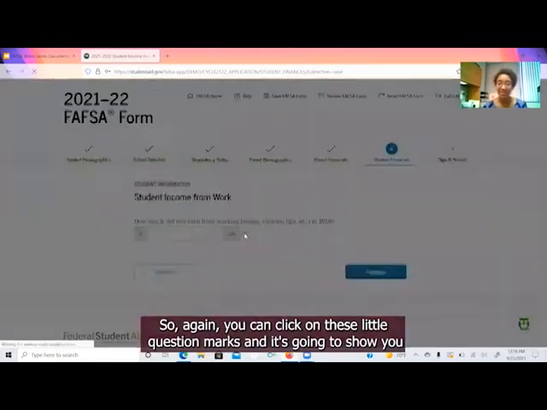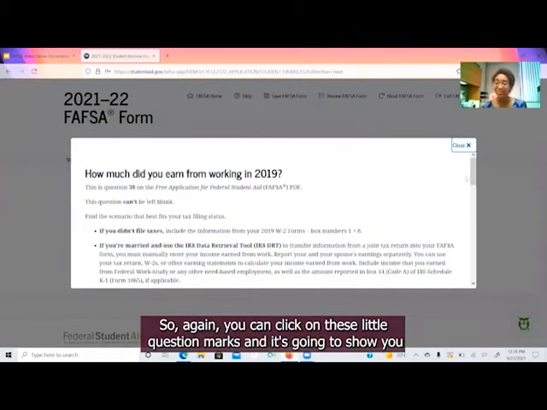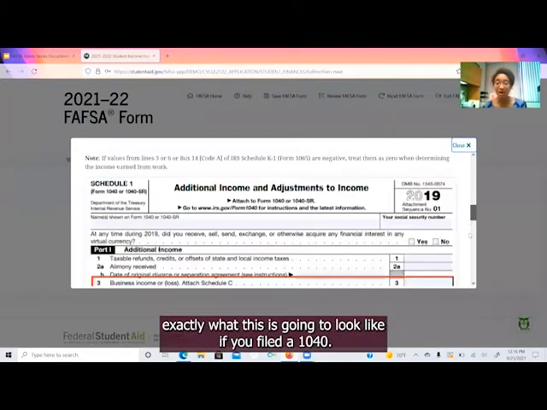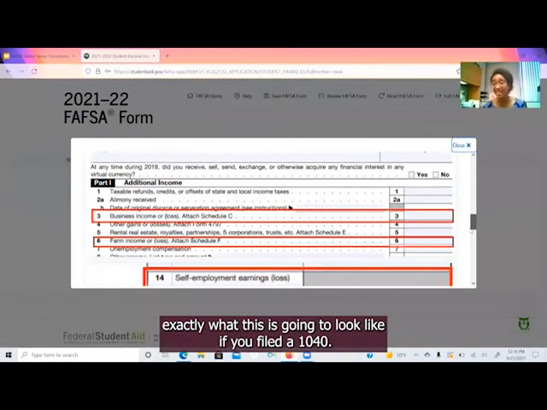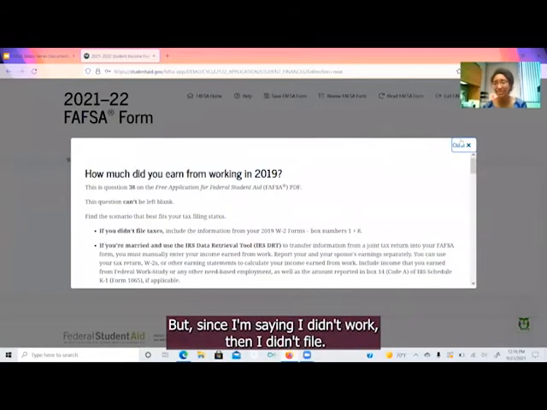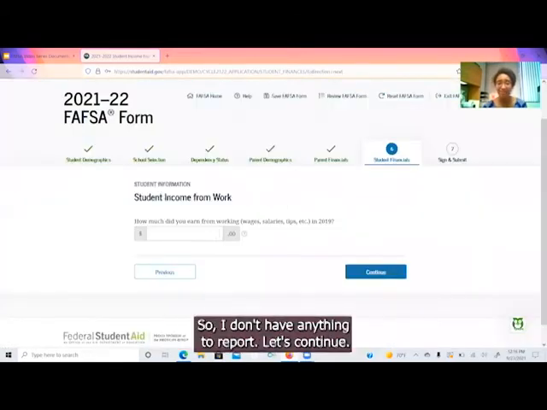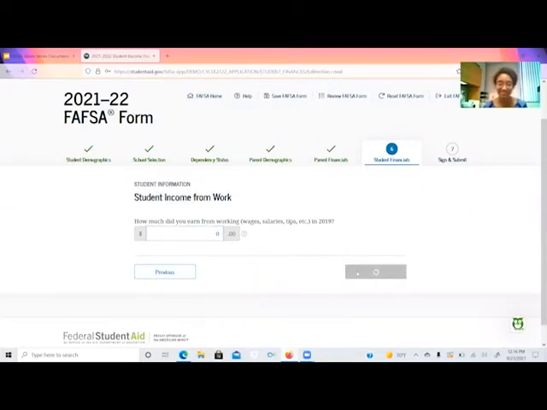Now it's just going to ask if I have any student income from work. So again, you can click on these little question marks and it's going to show you exactly what this is going to look like if you filed a 1040. But since I'm saying I didn't work, then I didn't file. So I don't have anything to report. Let's continue.